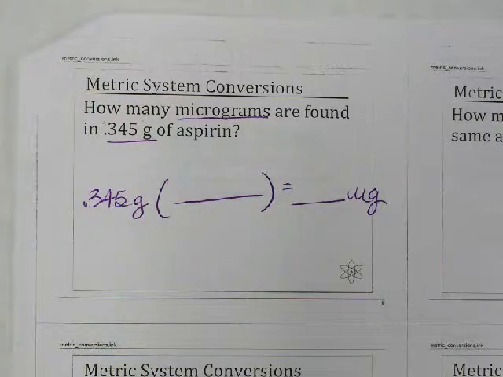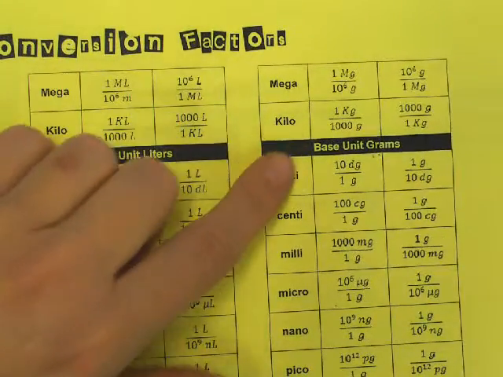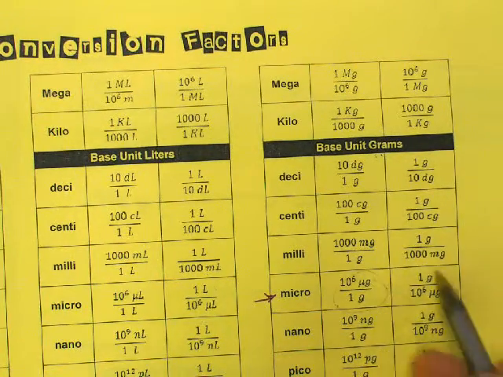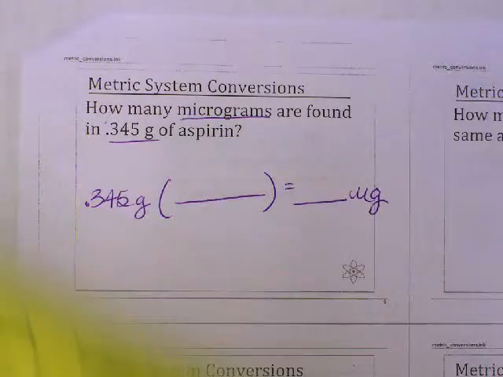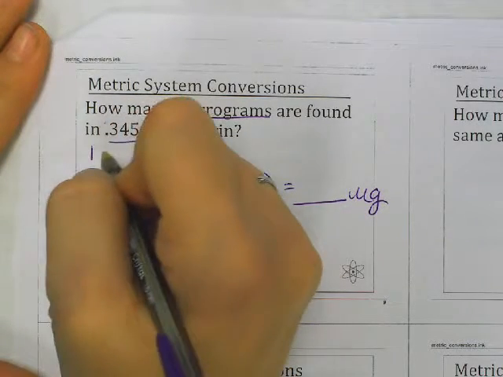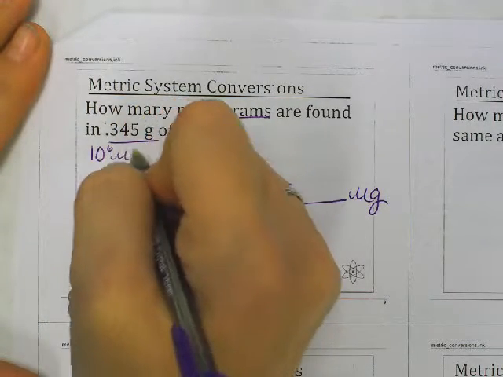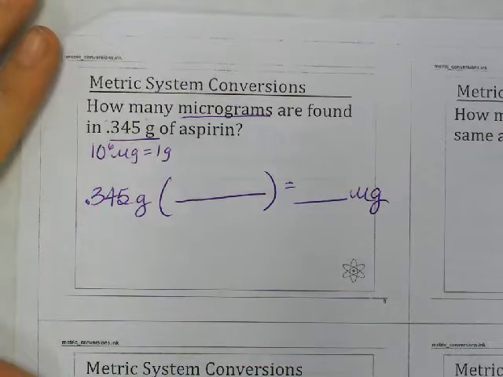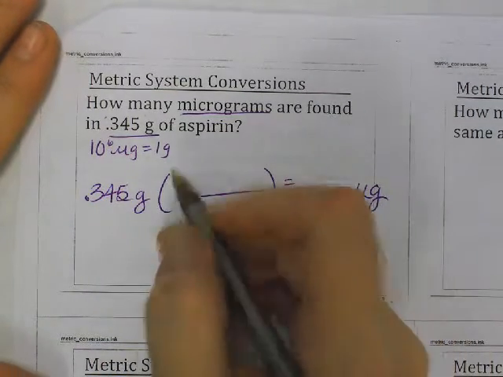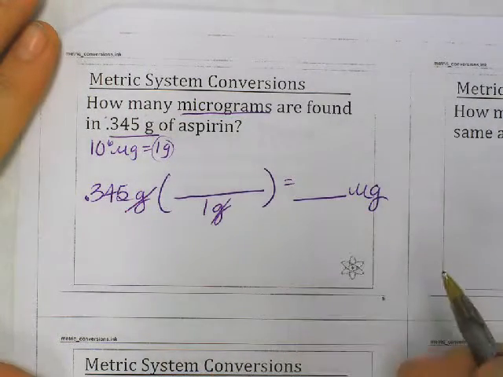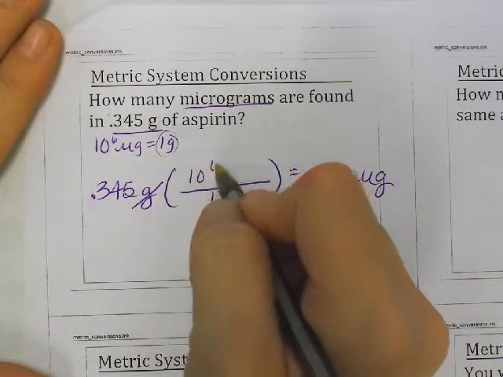So now at this point I have to go back to my yellow chart under the grams column and I'm going to pick one of these conversions, micro. So I have to decide which one I'm going to use. So I'm going to rewrite these out here for you. I know that 10 to the 6th micrograms is 1 gram. So I have to figure out which way I'm going to write that in here. Well, I want to cancel grams. I have to have grams on the bottom. That means that 10 to the 6th micrograms must go on top.